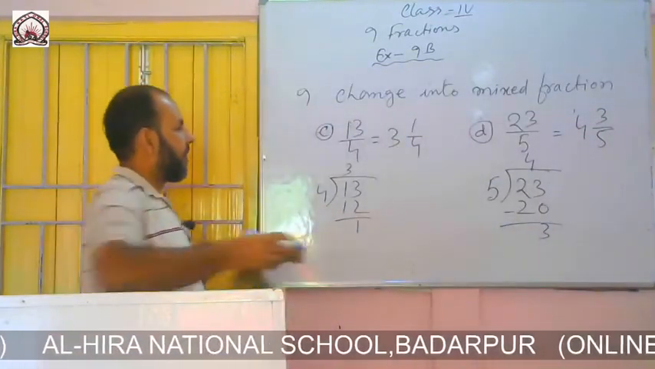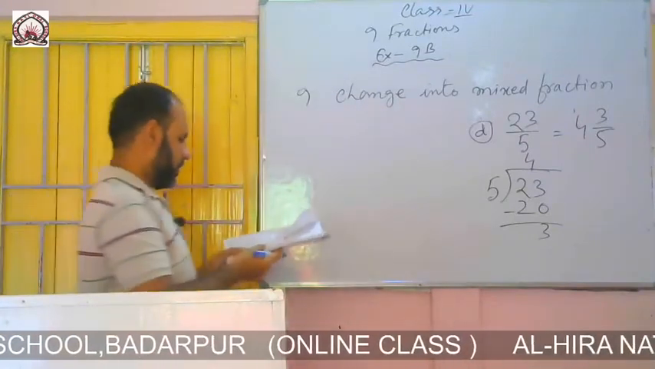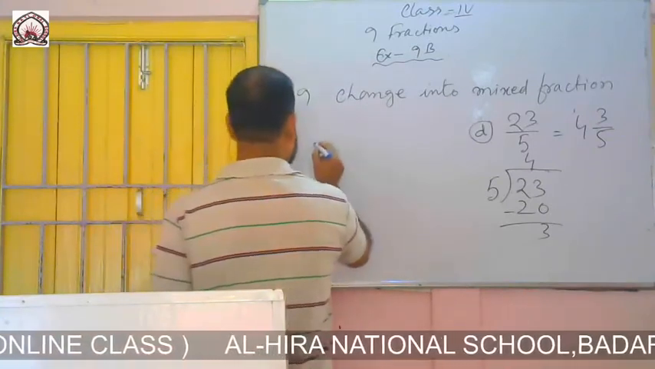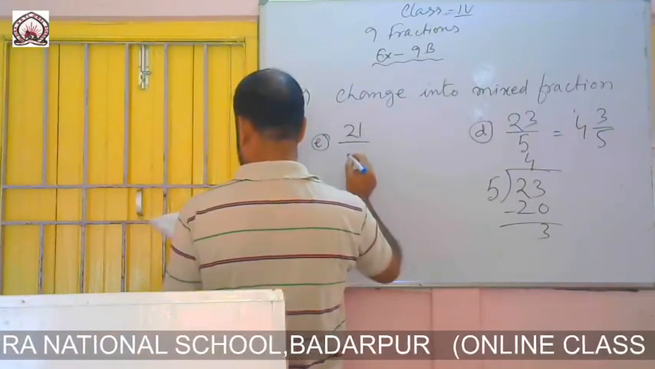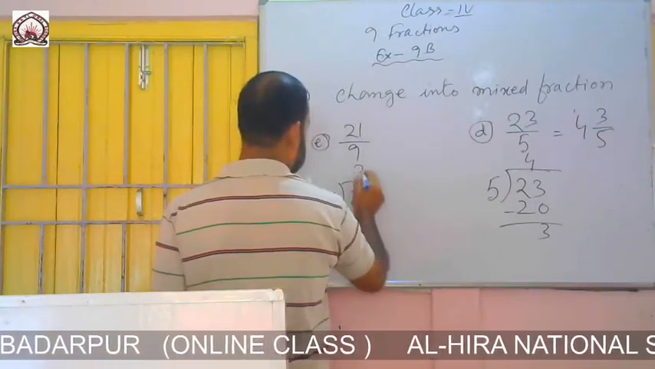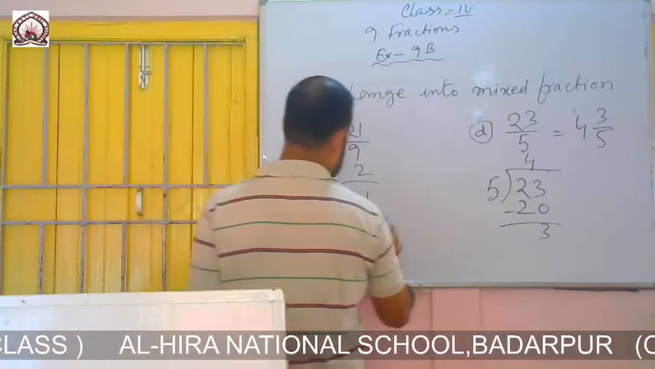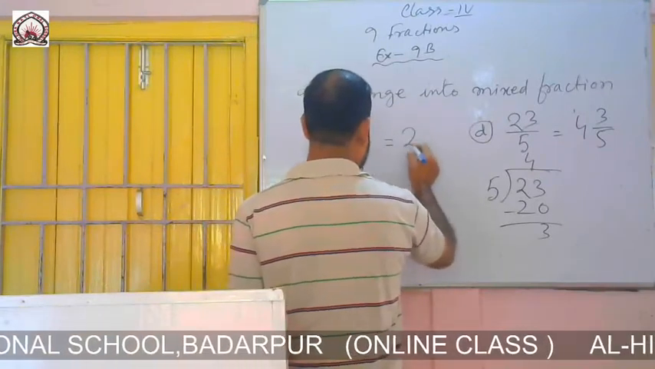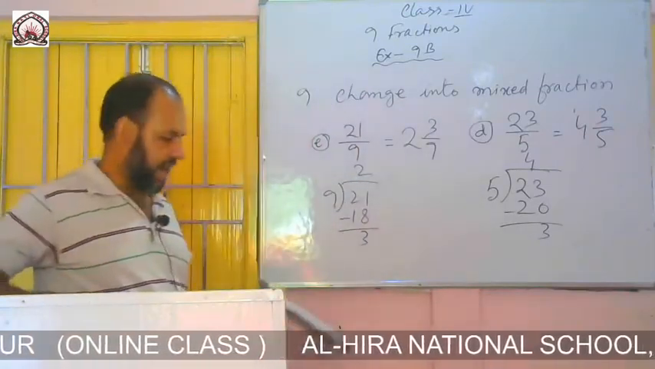Next, question number E. 21 by 9. Divide. 9 twos are 18. So 21 minus 18 is equal to 3. So here the fraction is 2 3 by 9.